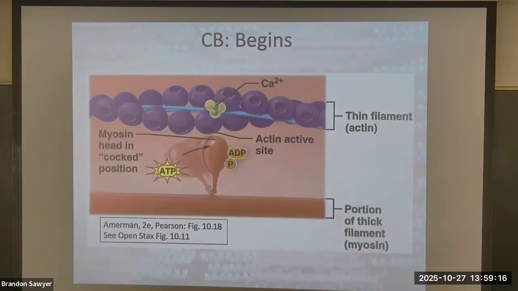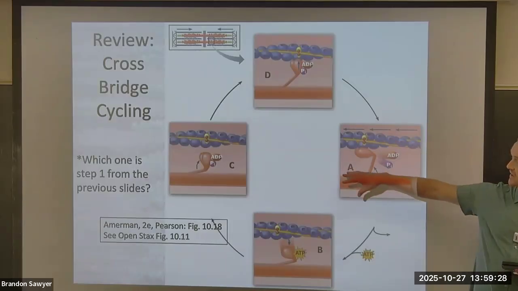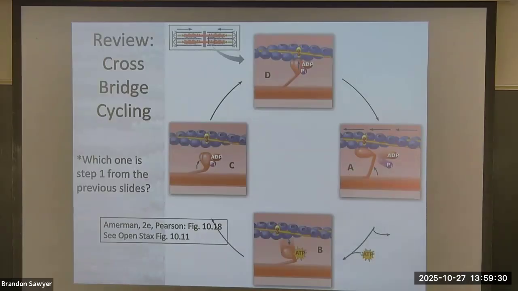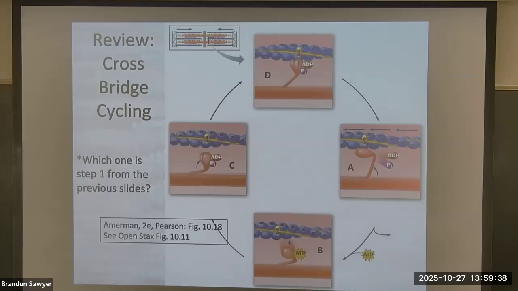So let's take a sec and do what we just did, but through these steps now. We've got 4 images here, and then there's one here that puts them all together. I want you to answer this one on your clickers. Which one is step 1 from the previous slides? But go ahead and fill in all of this, what's happening with each one, and then you'll answer this question on your clickers. Okay, go ahead.